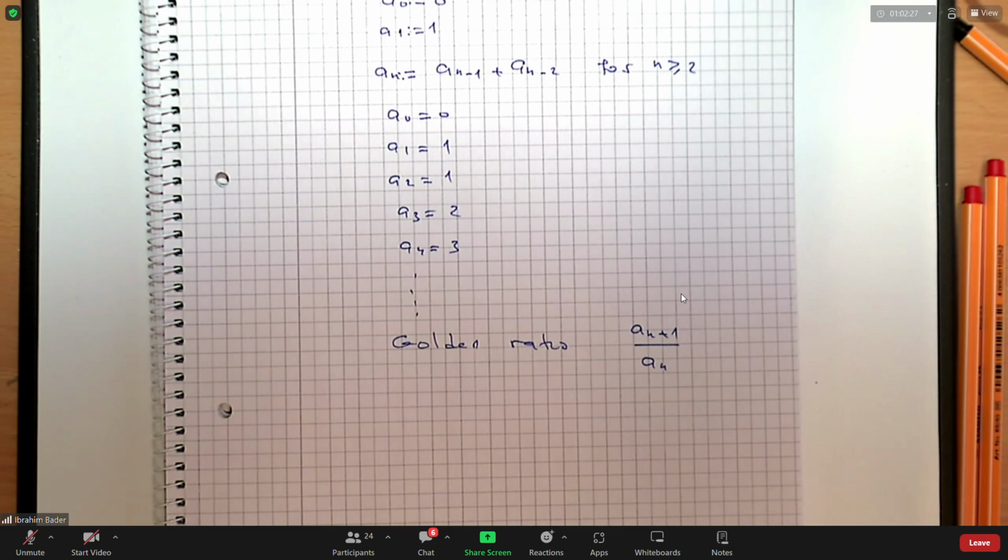The golden angle is 137.5. Why? Because 360 minus 137.5, okay? Then you will be having 222.5. You subtract it from 360. If you divide 222.5 by 137.5, you will be getting the golden ratio.